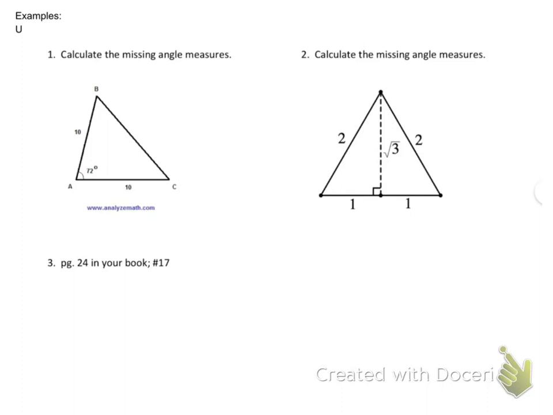I see that this could be a problem, because you can't read it. That's 10. That's 72 degrees. And that's also a 10. Calculate the missing angle measures. What's missing in these angle measures? What angles? B and C. So I want you to find both B and C.